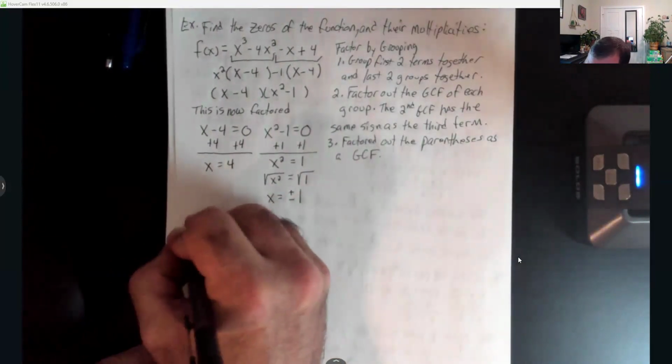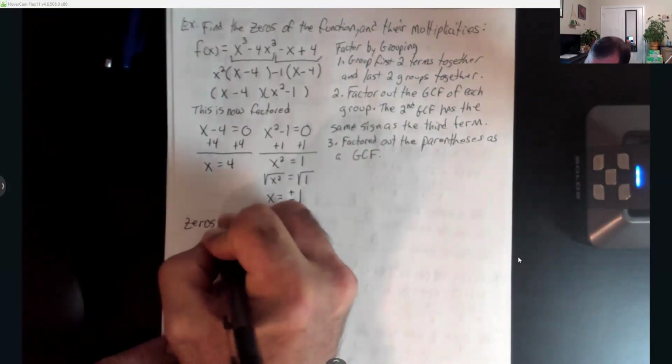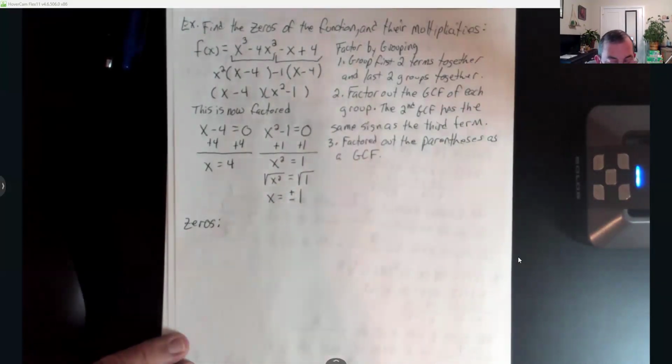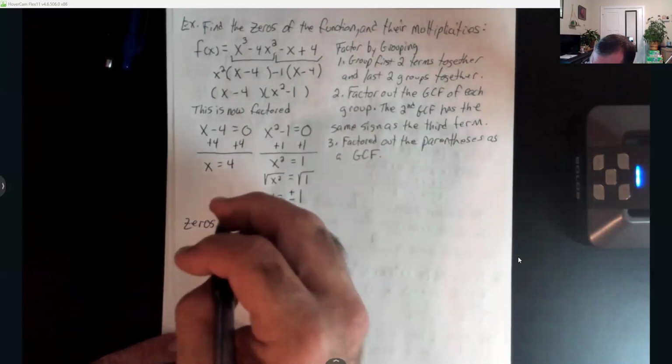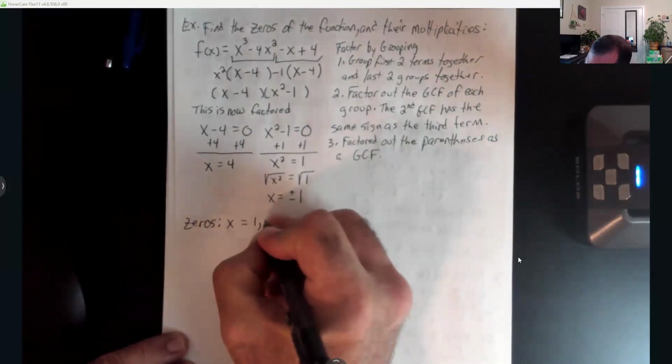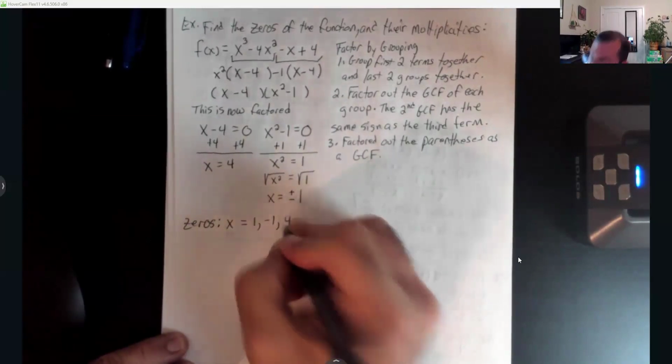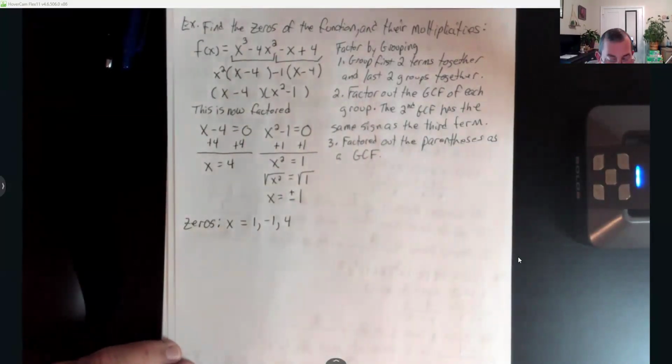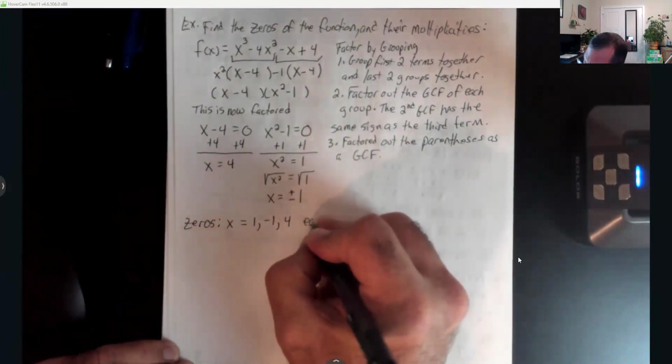So y'all, for this problem, you would list your zeros. So the zeros are going to be x equals 1, -1, and 4. But y'all, here's my question. Each zero has multiplicity what?